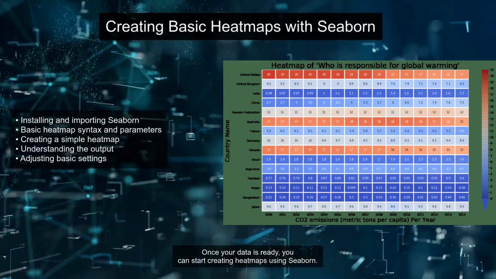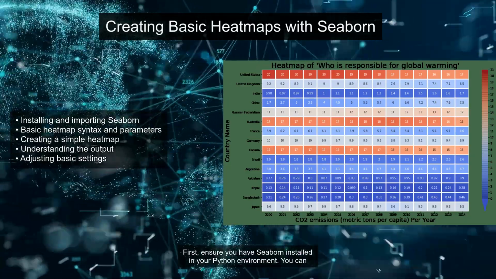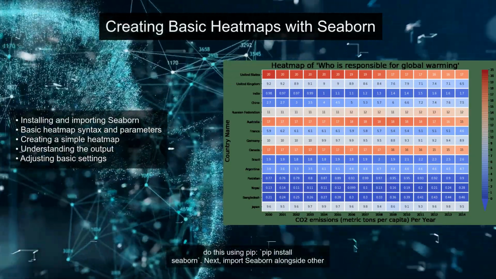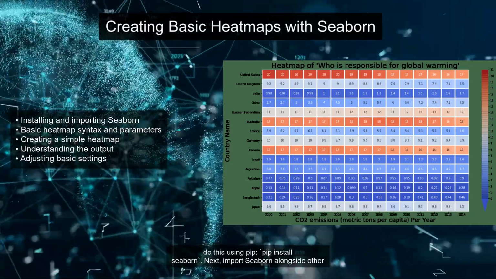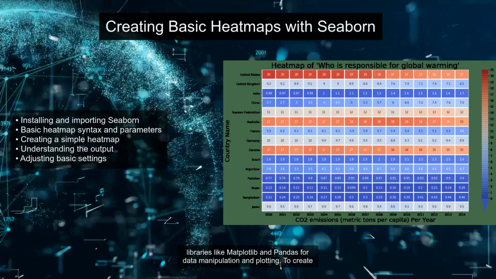Once your data is ready, you can start creating heat maps using Seaborn. First, ensure you have Seaborn installed in your Python environment. You can do this using pip install seaborn. Next, import Seaborn alongside other libraries like matplotlib and pandas for data manipulation and plotting.